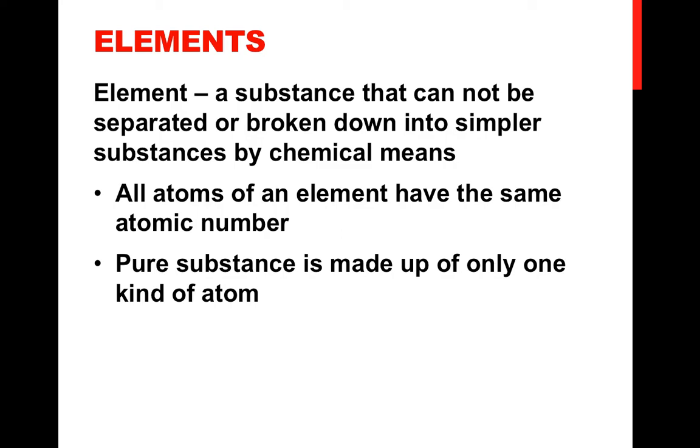So, all atoms of an element have the same atomic number, and a pure substance is only made up of one kind of atom. So the oxygen that we breathe, it's not just one oxygen floating around. It's actually two oxygens. We breathe in O2. So this is an element, a pure substance only made up of one kind of atom. So that would be an example of pure oxygen.